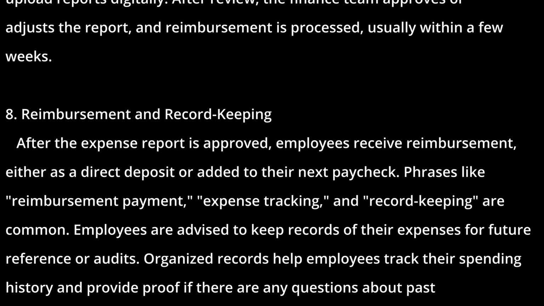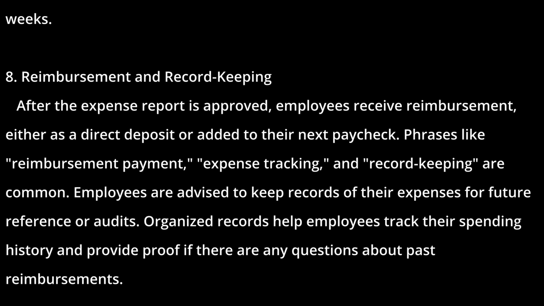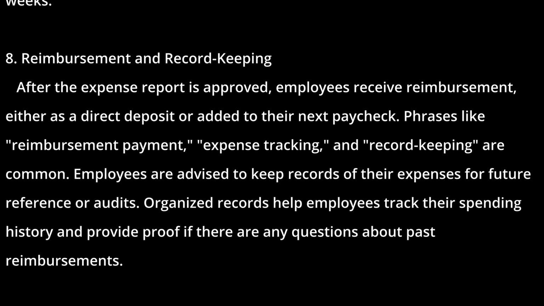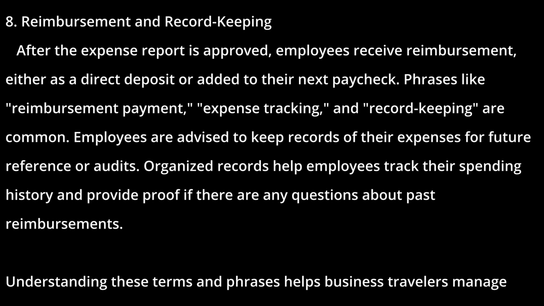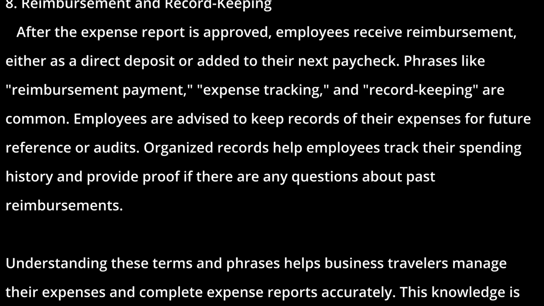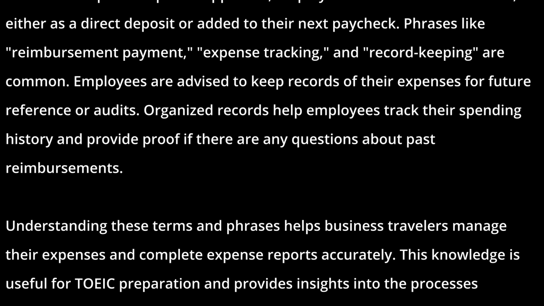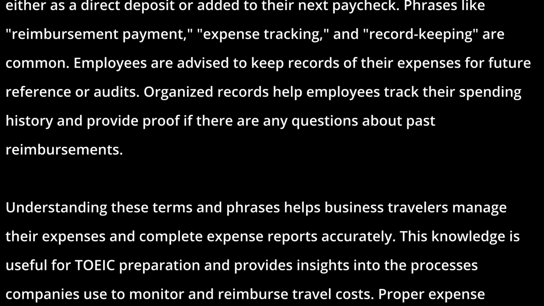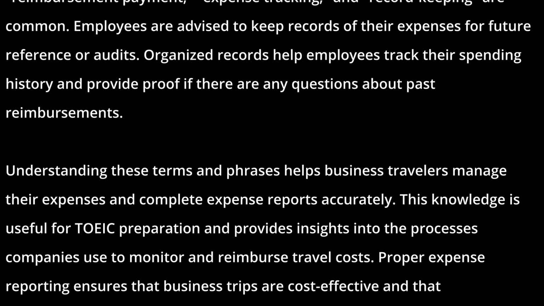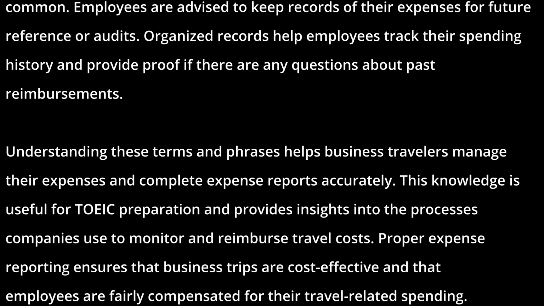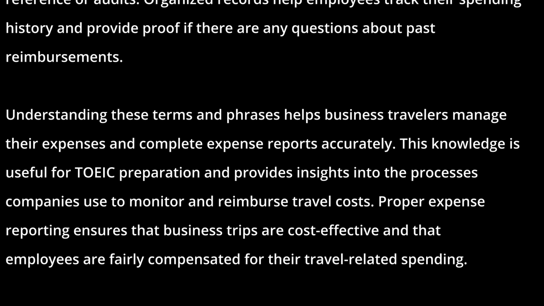8. Reimbursement and record keeping. After the expense report is approved, employees receive reimbursement, either as a direct deposit or added to their next paycheck. Phrases like reimbursement payment, expense tracking, and record keeping are common. Employees are advised to keep records of their expenses for future reference or audits. Organized records help employees track their spending history and provide proof if there are any questions about past reimbursements.